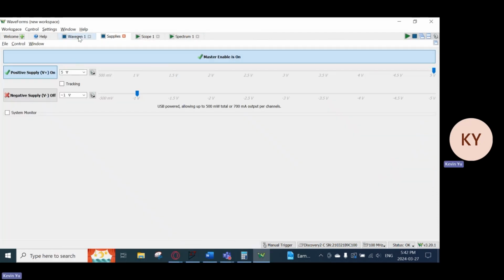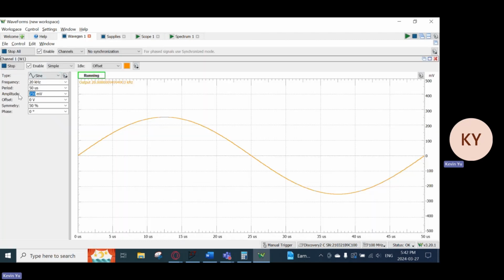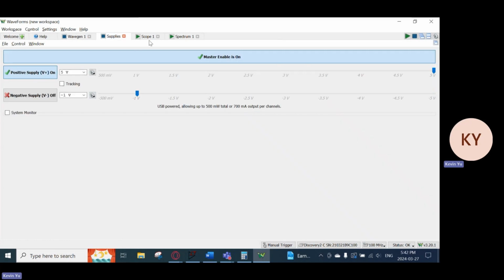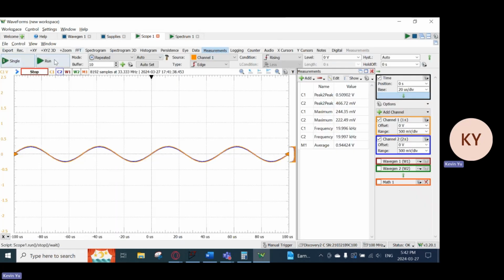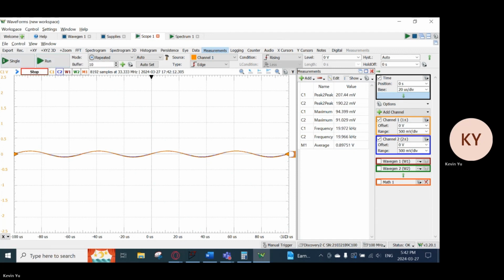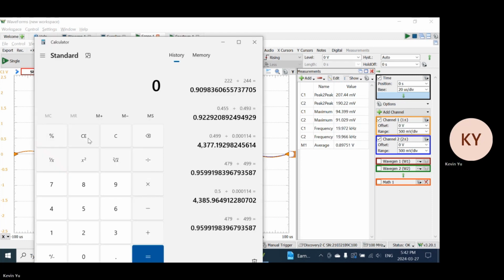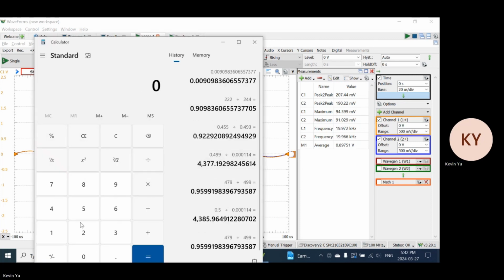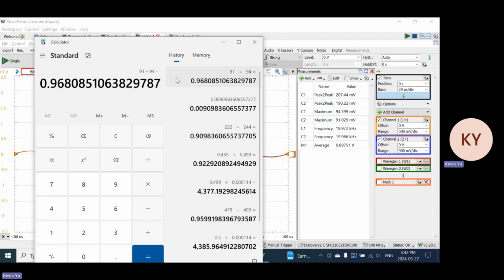And I could do that for multiple values. Let's do one more time just to be sure. We could do 100, so one-fifth of the amplitude, and look at the gain again. You notice how the frequency is still the same. Let's just do 0.91. This is a ratio, so it wouldn't matter. So yeah, it's above 0.9.